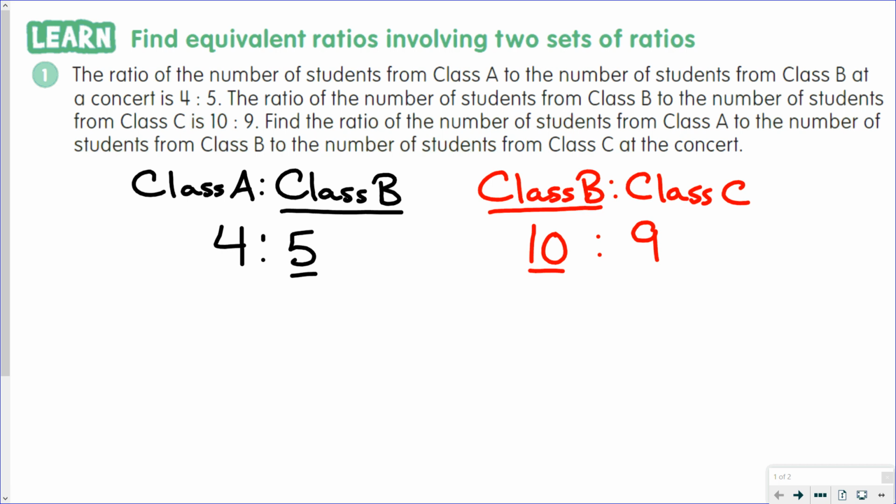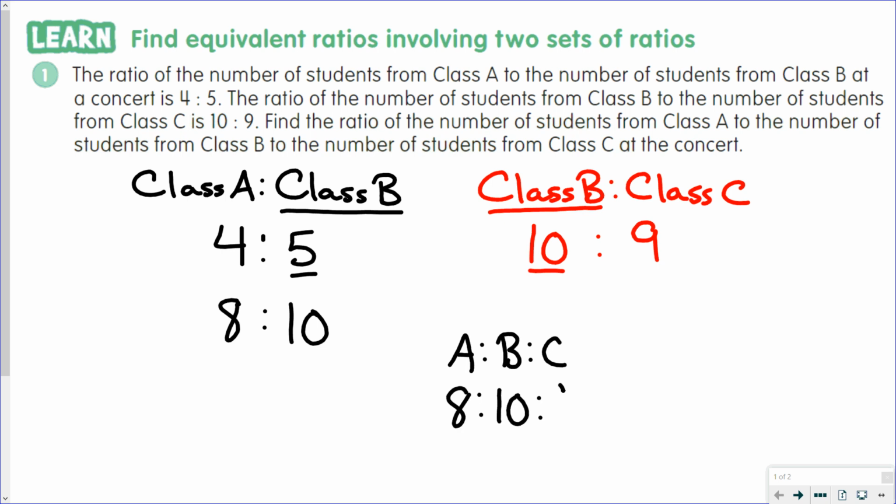So what we can do in this situation is write an equivalent ratio for our first one. And we know that 5 times 2 is 10. So if we take 4 times 2, we get 8. So if we write our ratio of A to B to C, we get a ratio of 8 to 10 to 9.